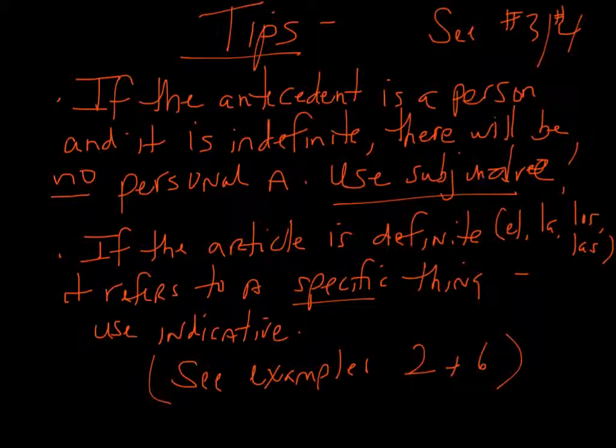If the article is definite, el, la, los, or las, it refers to a specific thing. We're going to use the indicative. Looking for the rabbit that runs really fast. Okay, this rabbit exists. Versus indefinite articles, indefinite being the key word, un, una, unos, or unas, those are going to be more indicative of the subjunctive because the object being described is indefinite.